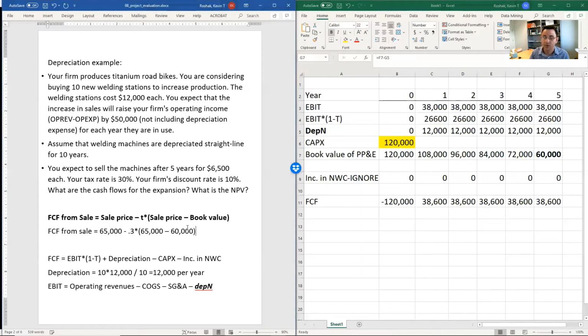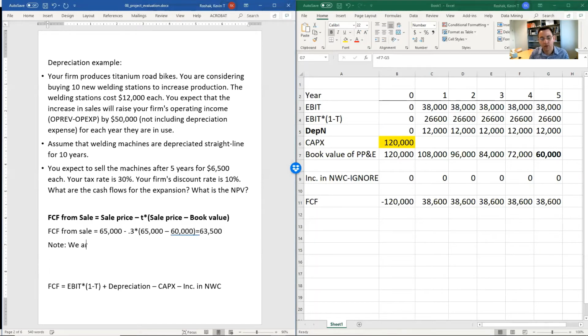So that means we've made a profit, an accounting profit on the sale. That means we have to pay taxes on that profit. At a 30% tax rate, we have to pay $1,500 in taxes. Right? We have $5,000 in gains here. 30% of that is going to be $1,500. So how much do we get to keep? We don't get to keep the whole $65,000. We only get to keep $63,500. What am I going to do with this $63,500?